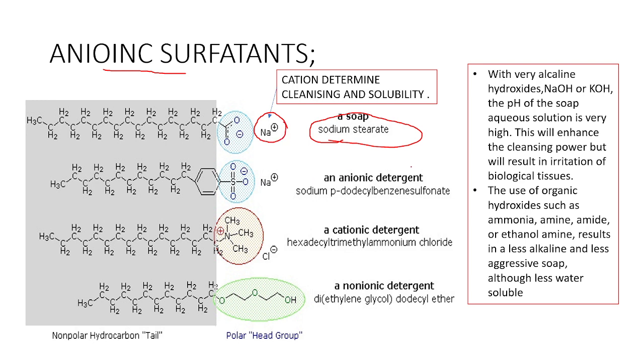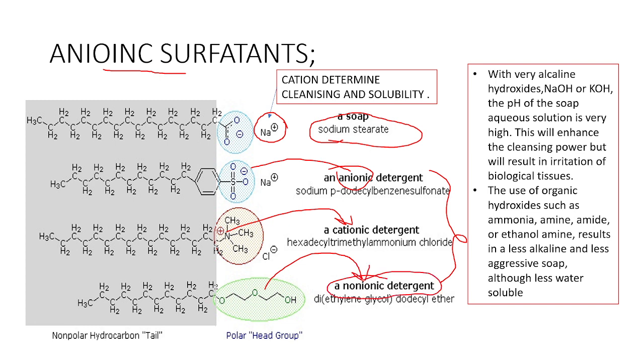Next one is anionic. See, detergents are of three types. One is anionic, a negative charge containing detergent. Another is cationic, a positive charge containing detergent. Non-ionic is an ethylene glycol group containing detergent. That is non-ionic detergents. Detergents can be used for the washing of clothes. Soaps can be used for bathing.